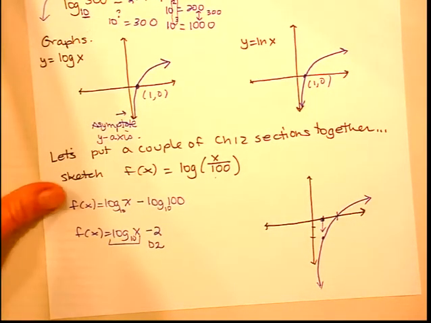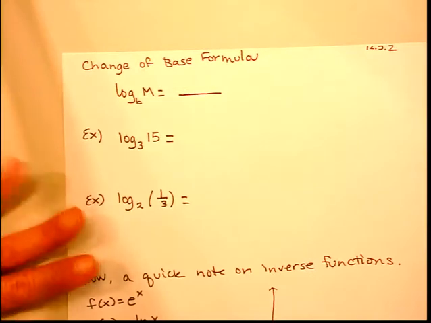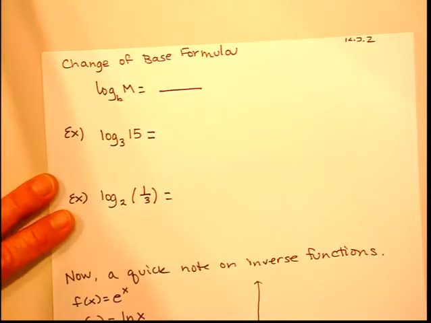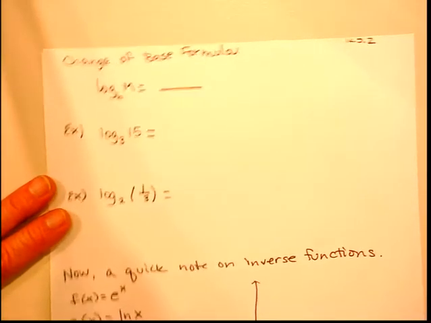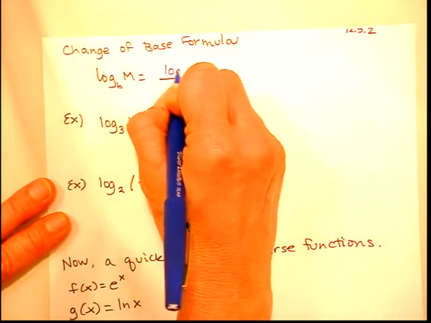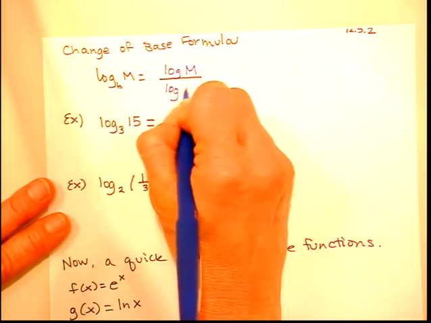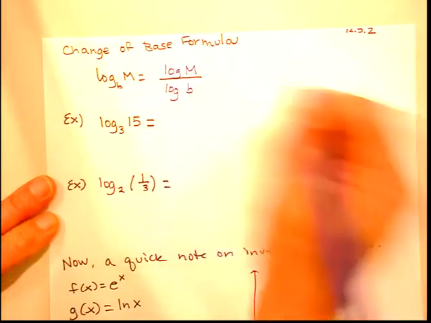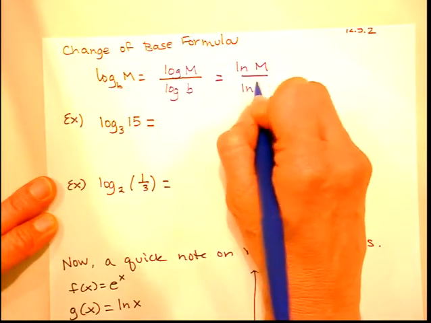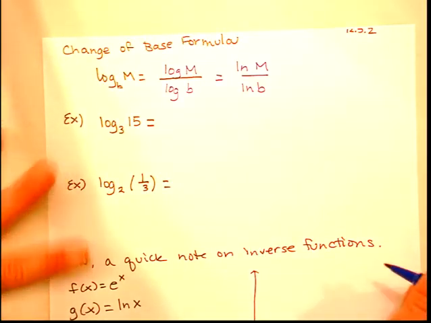Okay. So think, there is a change of base formula, and this is very handy because of what our calculators will and won't do. Okay, so if I have the log base b of m, this is equal to the log base 10 of m divided by the log base 10 of b. Okay, or the natural log of m divided by the natural log of b. So it lets our calculators help us with logs that we can't just figure out.